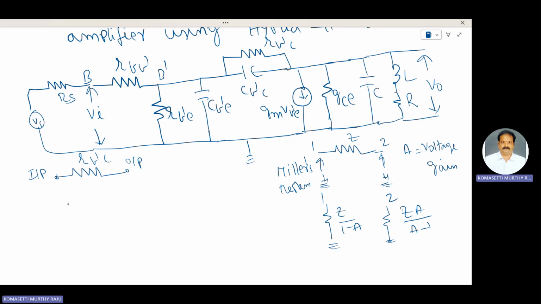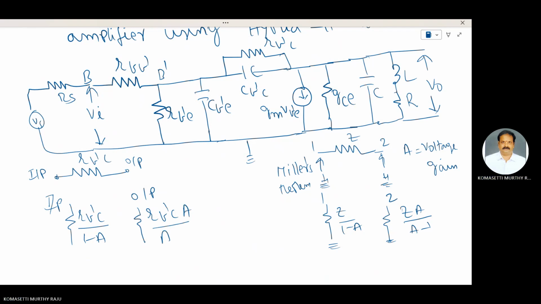This RB'C is divided into two values. The first one, at the input side, is RB'C by 1 minus A. At the output side, the value is RB'C into A by A minus 1.